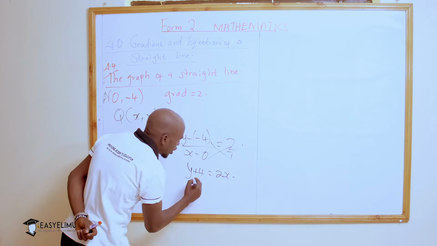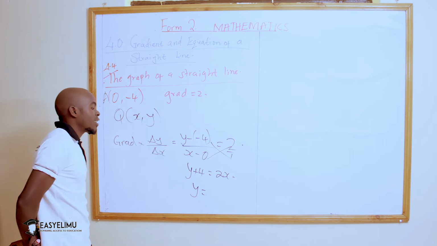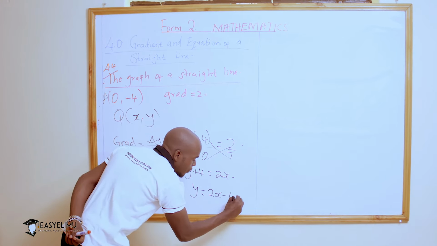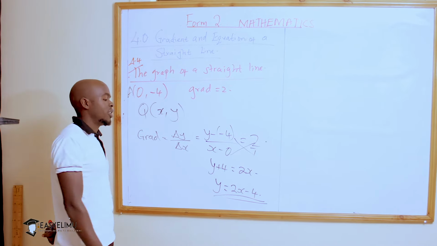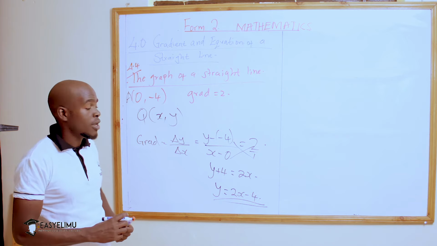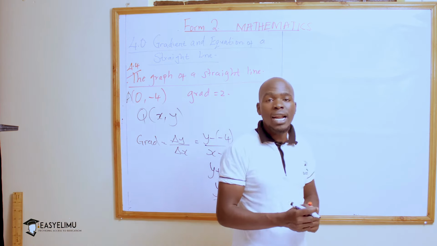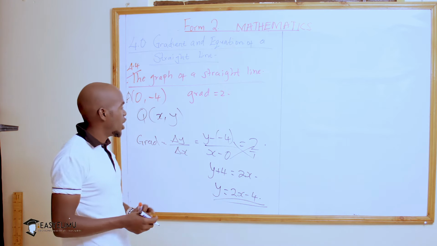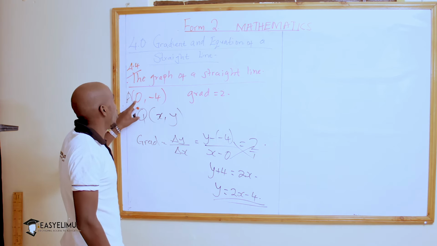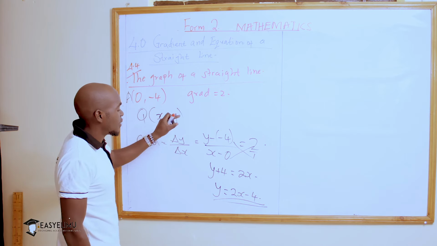On further computation, if we need y to be the subject, we shall subtract 4 on both sides, and we shall have 2x minus 4, because on the left hand side it will cancel itself. So we are going to have y equals 2x minus 4. If that is the case, now we can draw a graph of this given equation, which has a gradient of 2 and passes through point A of (0, -4), and Q (x, y).